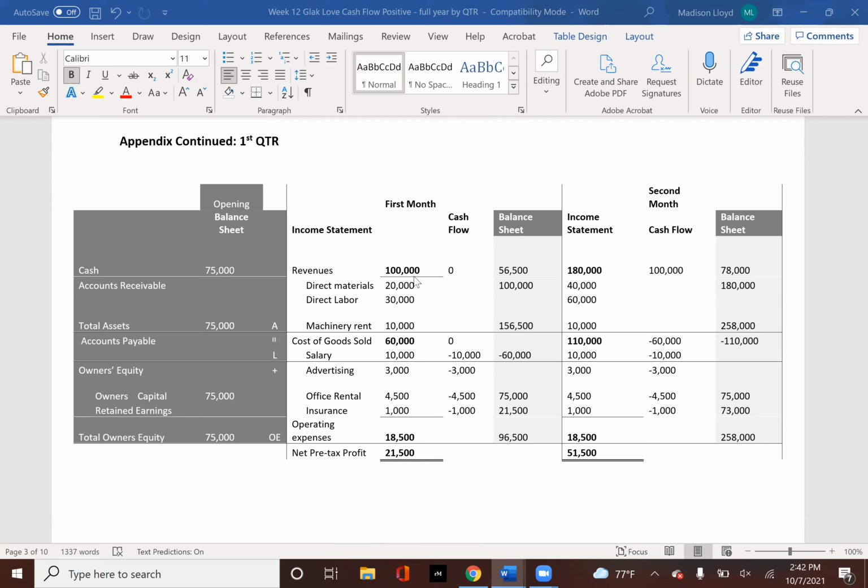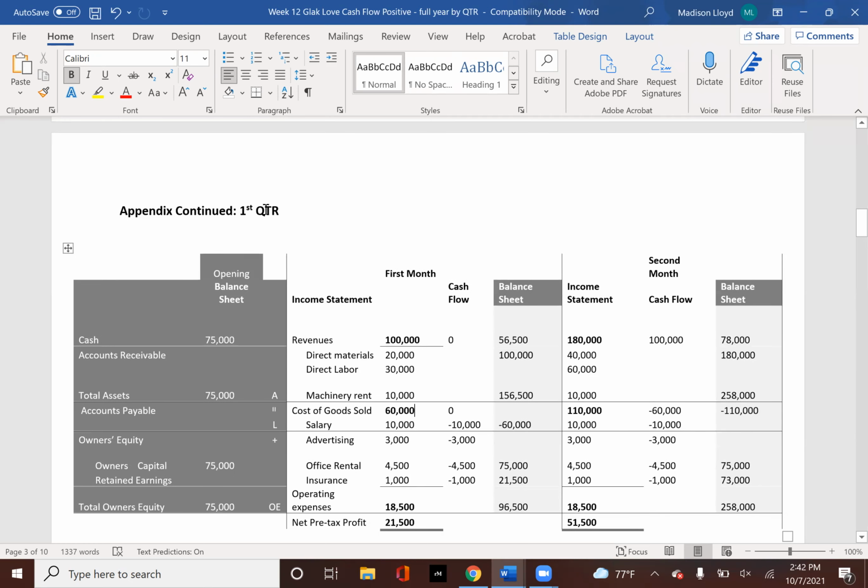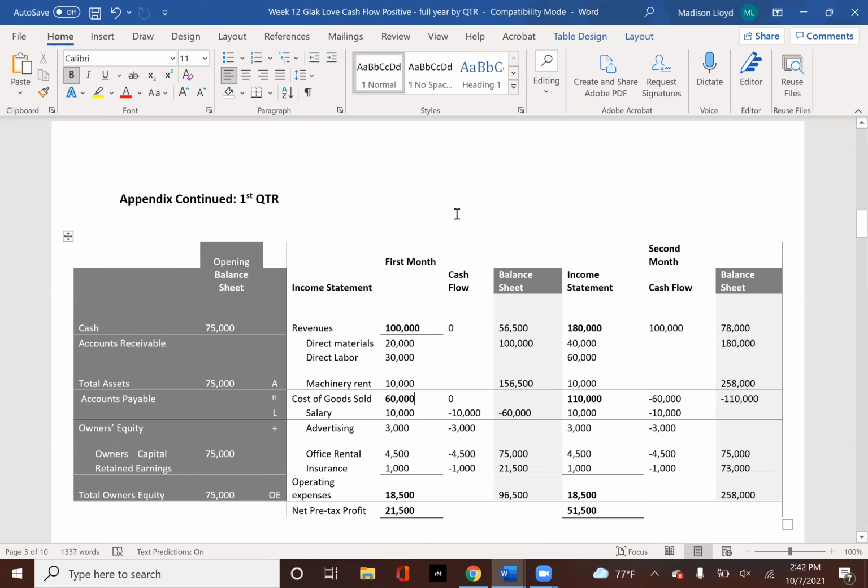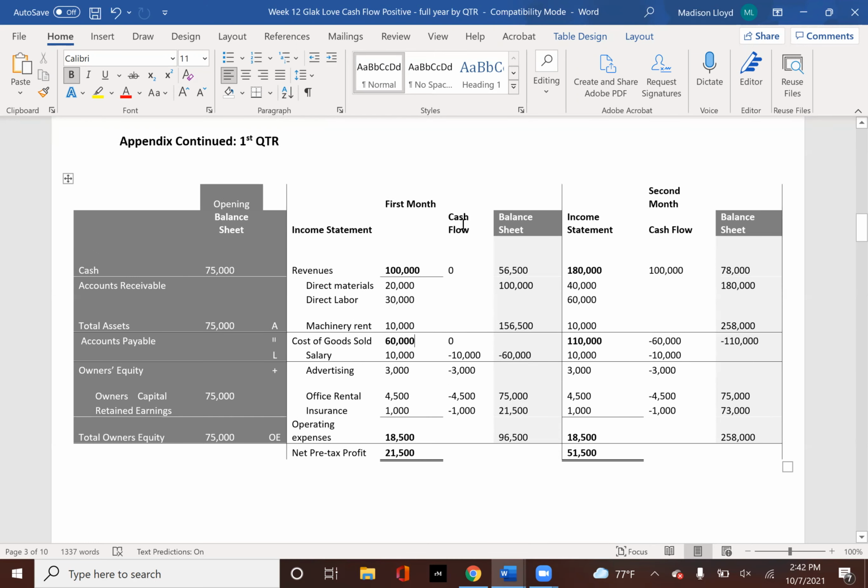So all of these numbers right here for the income statement are going to be the same from the weeks past. So I'm not really going to go over all of these, but I will go over the cash flows and the balance sheets and the break evens and stuff from last week as well. So we'll start right here in our first month cash flow. So this is the 12-month full quarter sheet or whatever he called it.